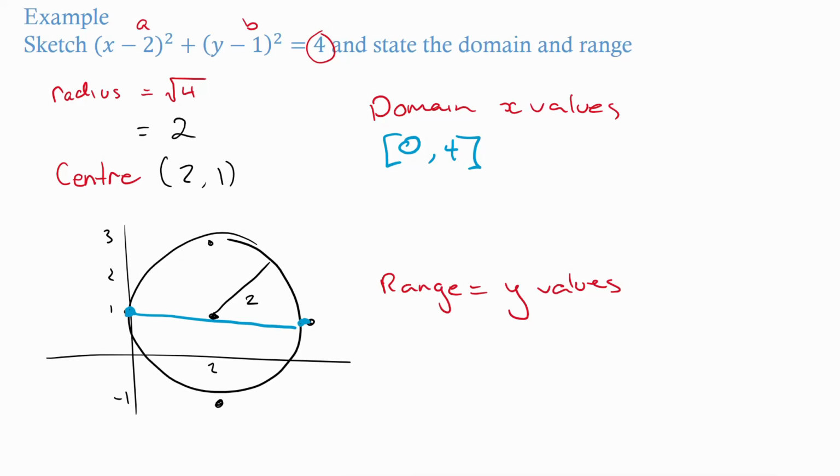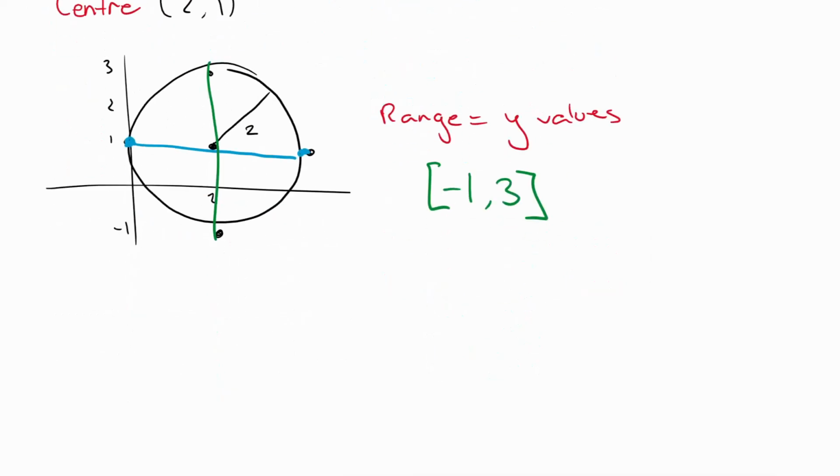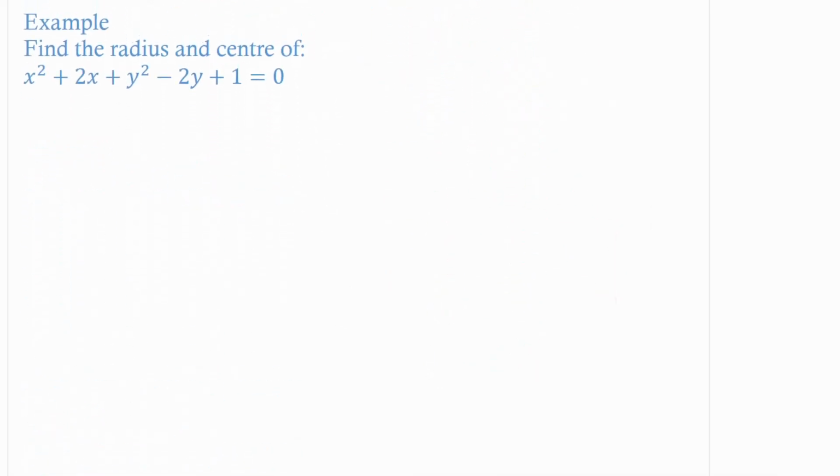If you use curve brackets, it's saying it can go up to that point but not actually reach it. So now we're looking at our y, so we're going from as high as we can, down to as low as we can. So that's going to be negative 1, 2, 3, and we're using square brackets as well.